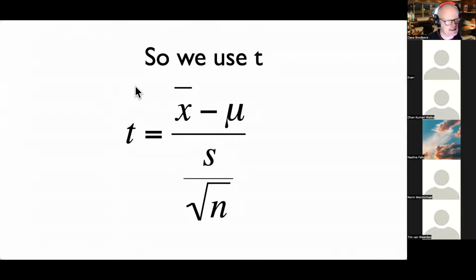So we use something called T. This is the most basic T formula. It's X bar minus mu. In fact, doesn't it look exactly like the Z formula? Yes, it does. The only difference is we've put S here instead of sigma.